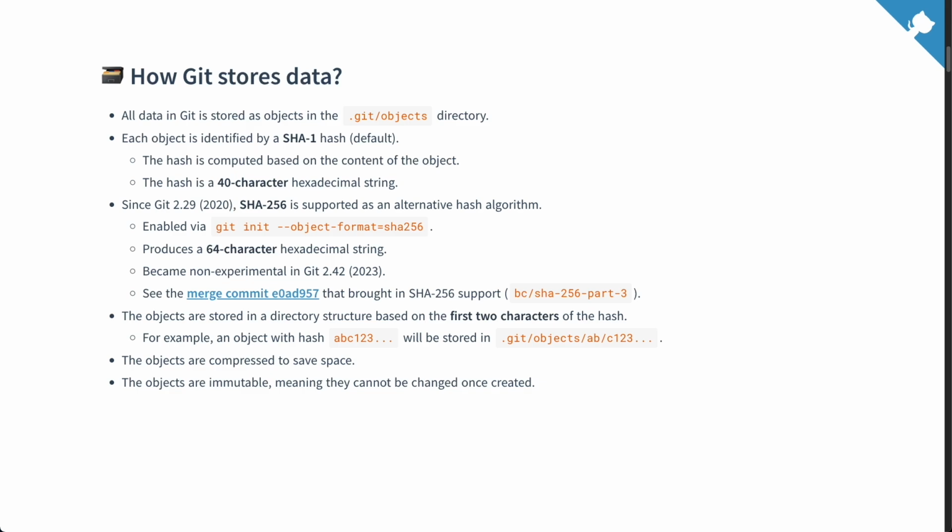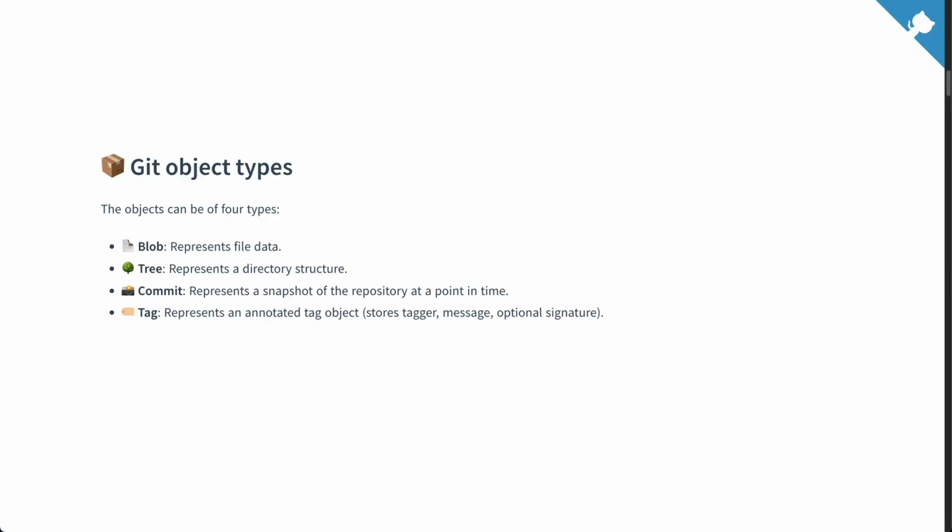The first two characters of the hash become the directory name, and the rest becomes the file name inside it. So an object with hash abc123 lives at .git/objects/ab/c123. Objects are stored compressed, and they are immutable. Once written, never changed. Now, what kinds of objects does Git actually store?